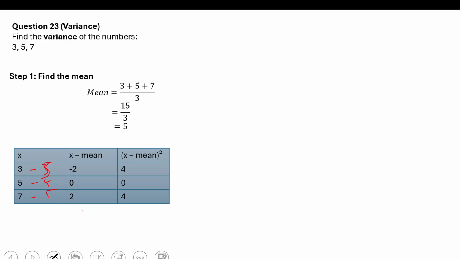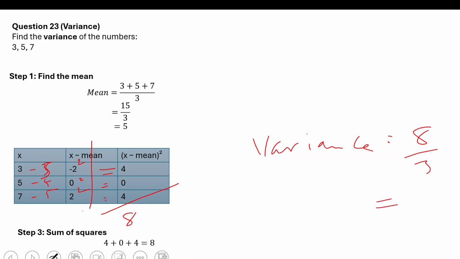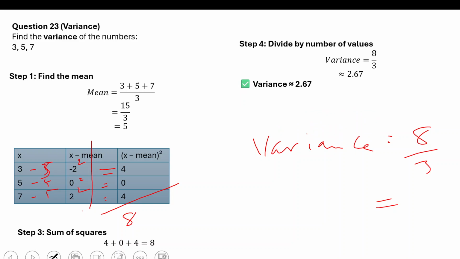When I get this column, I will square each of them. Minus 2 squared gives me 4, 0 squared gives me 0, and 2 squared gives me 4, right? Then I'm going to sum this column. 4 plus 0 plus 4 gives me 8. So variance is actually the summation over the number of data points, which is 8 over 3. If I compute it, I'm going to be getting 2.67, right?